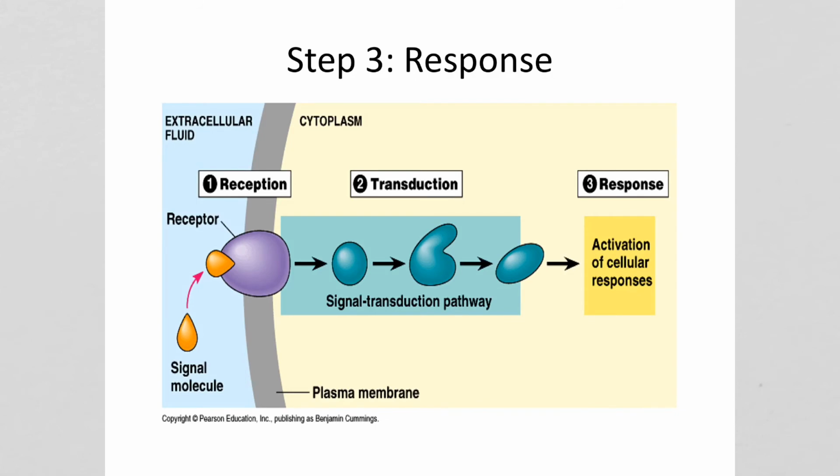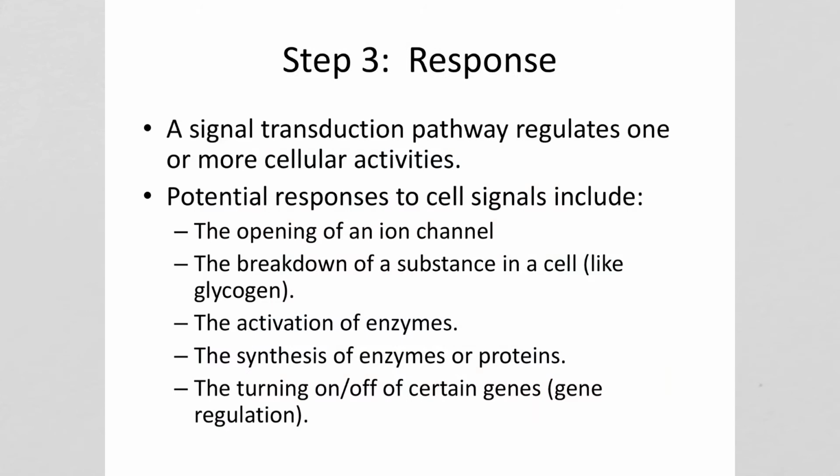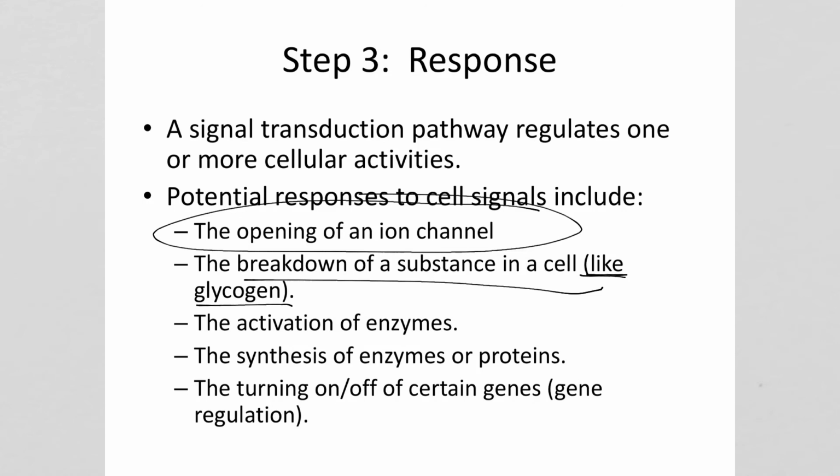Again, step 3 is the response. Some type of cellular activity is activated. This happens at the end of the signal transduction pathway. There are several kinds of responses that might happen in response to cell signaling. The opening or closing of an ion channel. The breakdown of a substance, like glycogen, a polysaccharide. One of the effects of adrenaline acting as a cell signal is to cause the breakdown of glycogen and the release of glucose into your blood so that you have more energy for the fight or flight response.